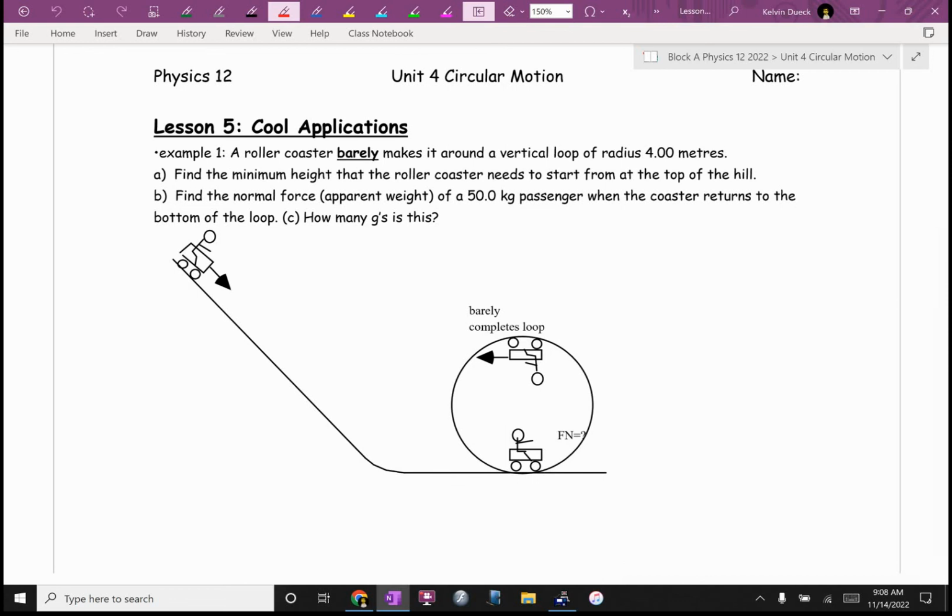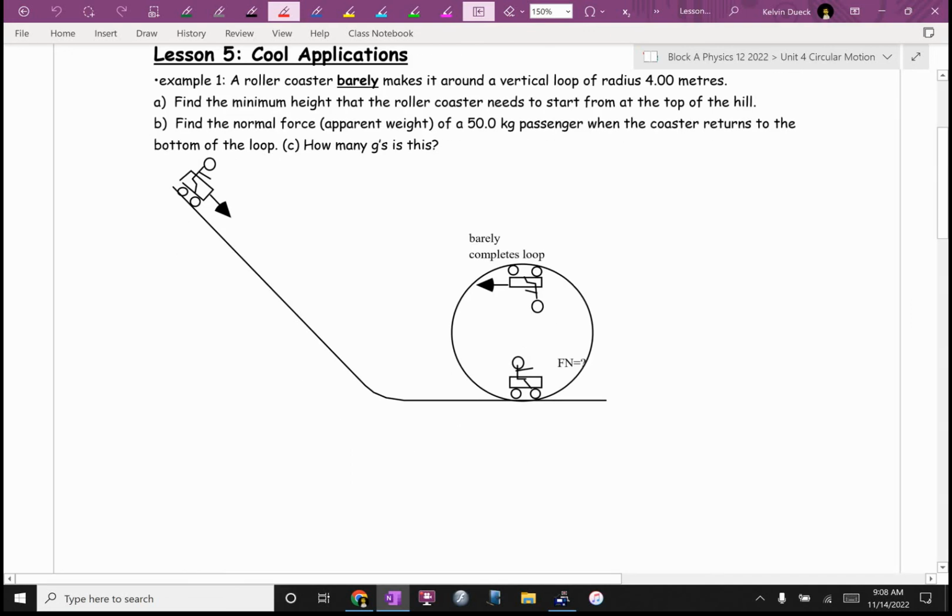Read along with me, Janet says this. A roller coaster barely makes it around a vertical loop of radius 4 meters. A says, find the minimum height that the roller coaster needs to start from at the top of the hill. Cohen, what's A asking me to find? Height. Okay. Any suggestions on what we might try? Maybe conservation of energy.